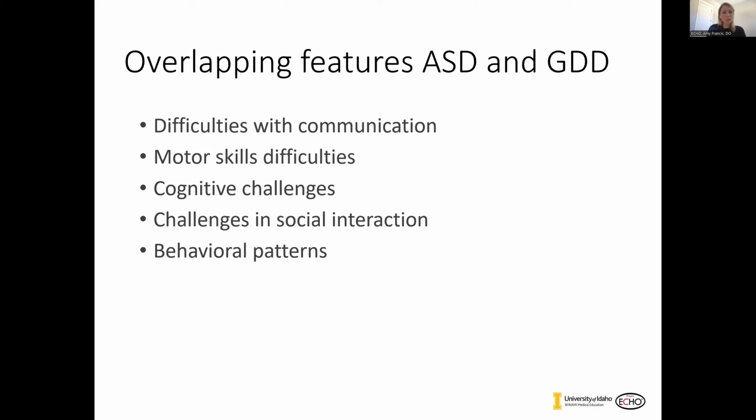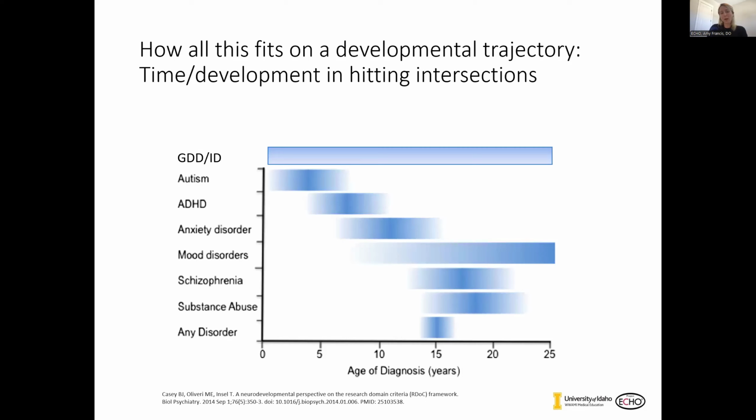So the overlapping features between autism and global developmental delay: both will have difficulties with communication, motor skills. Motor skill delay can be a common feature amongst both. Cognitive challenges, so problem solving, challenges in social interaction, and then behavioral patterns. Next slide. So how does this all fit together on kind of a developmental trajectory?